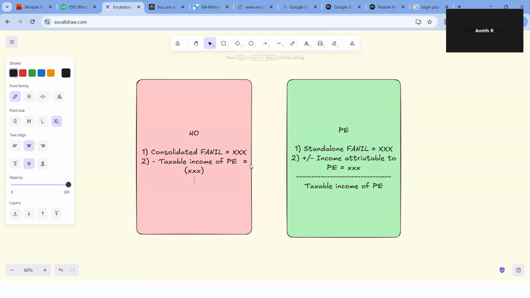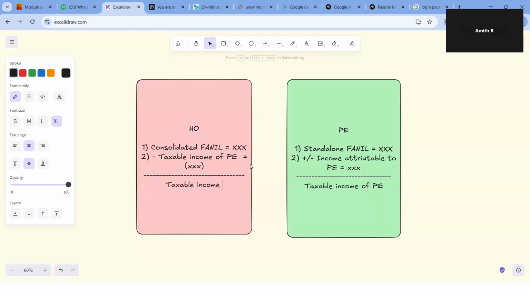So, what will you get? Let's say that this is the globe income of P.